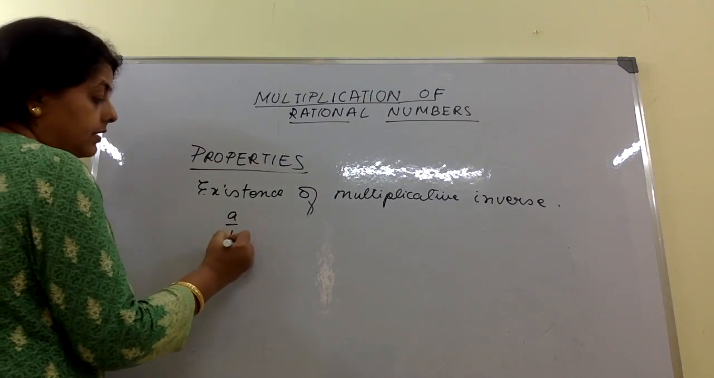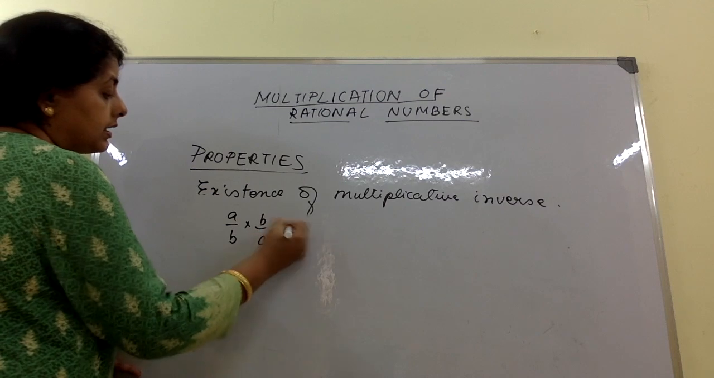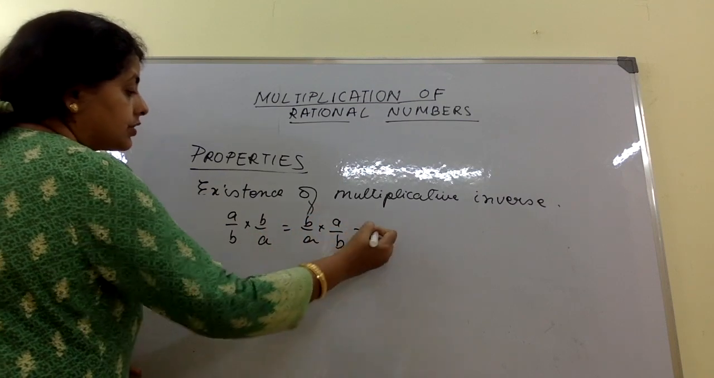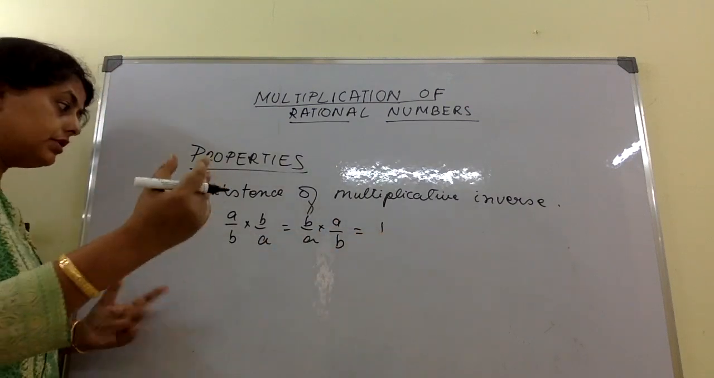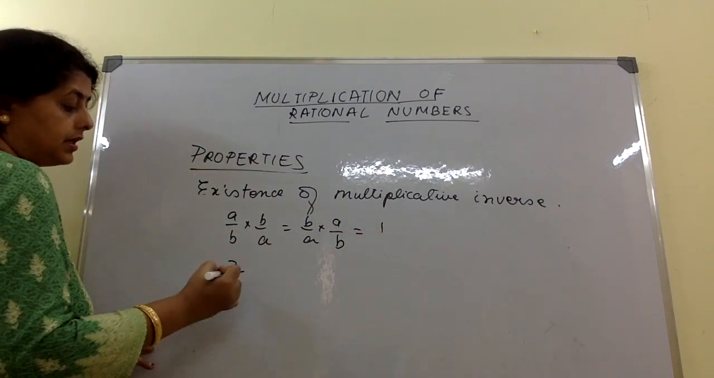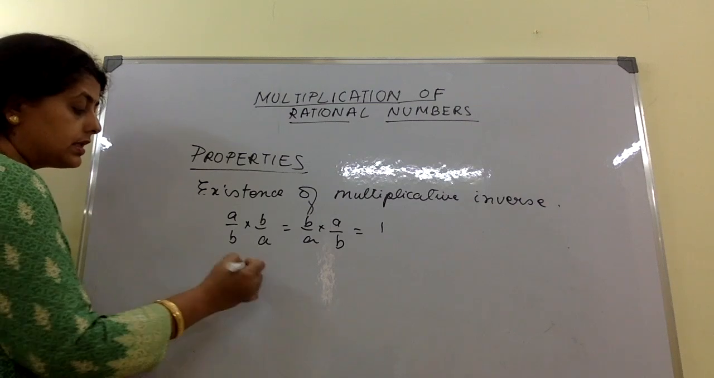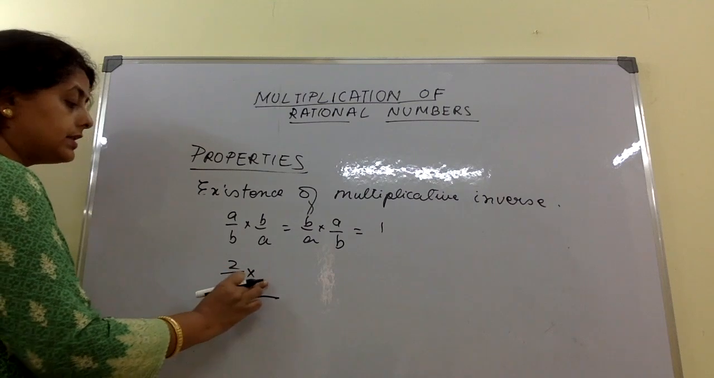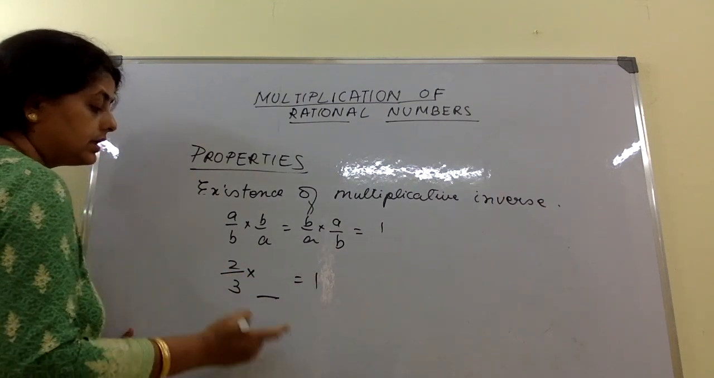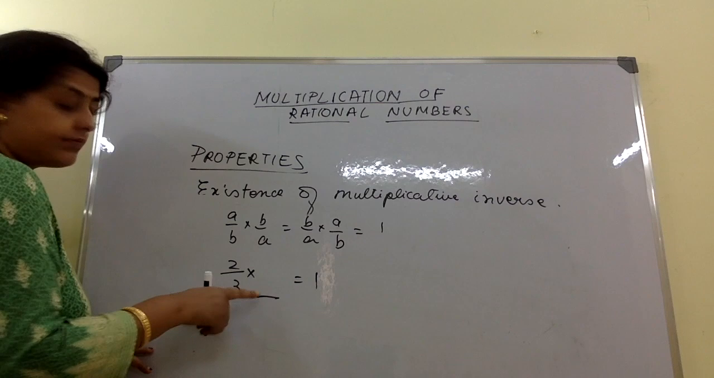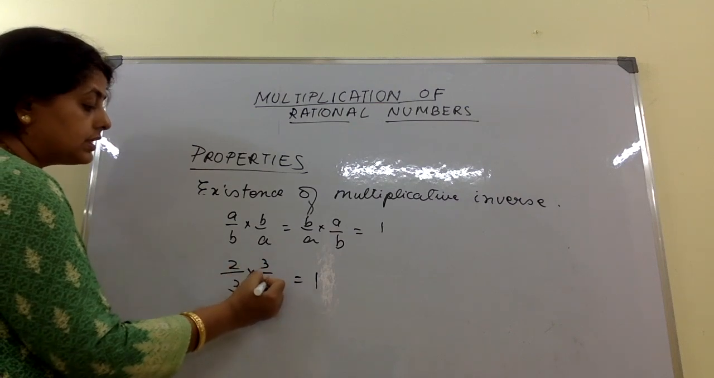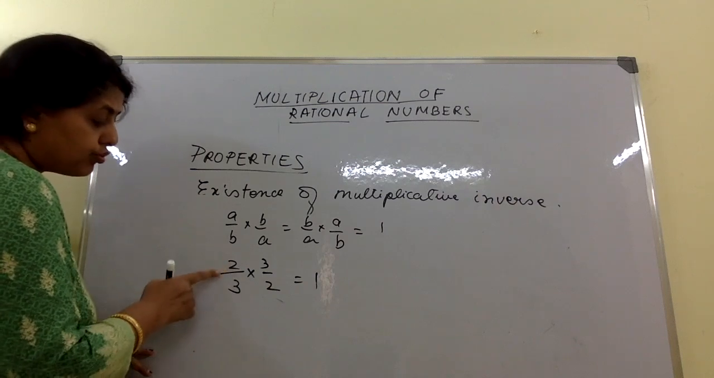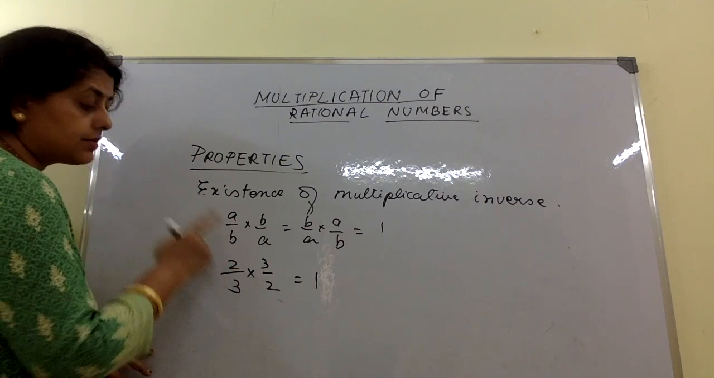If it is a by b into b by a, it is b by a into a by b, which is always equal to 1. In other words, if I have 2 by 3, then the reciprocal is the number with which if you multiply this to get a 1 is the multiplicative inverse of this number. So for 2 by 3, the multiplicative inverse is 3 by 2.